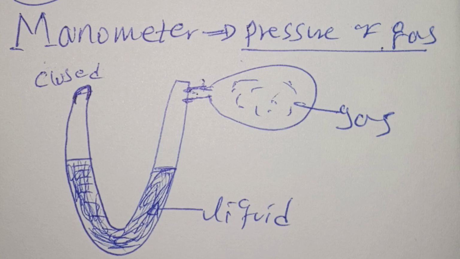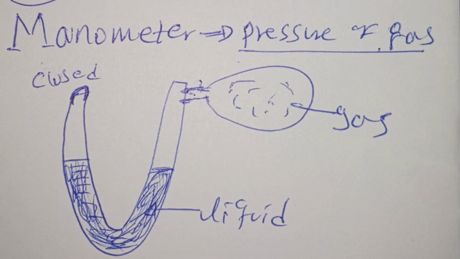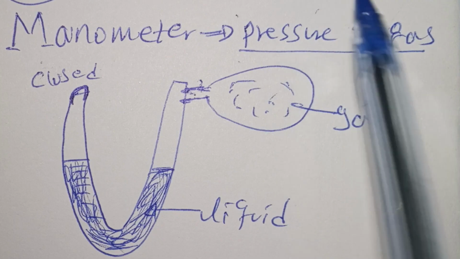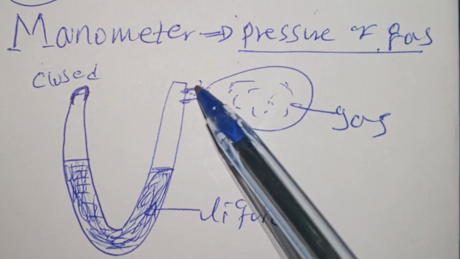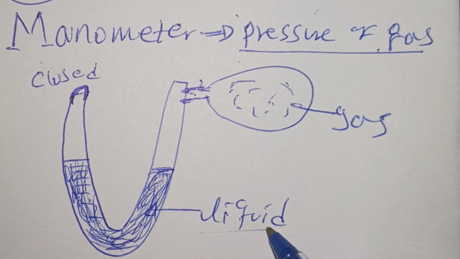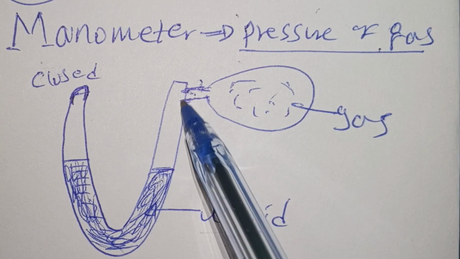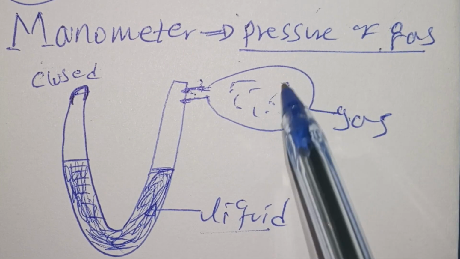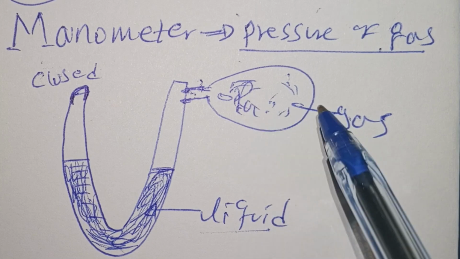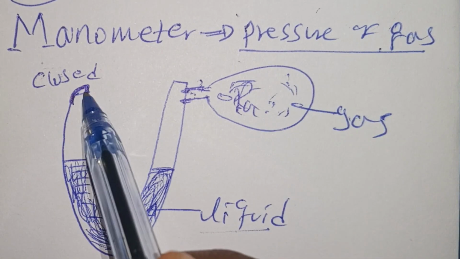This question says, how do we use a manometer to measure pressure of a given gas? So a manometer is a device which helps us to measure the pressure of a gas. It's made up of a U-shaped tube filled with a certain liquid, and one end is connected to the gas whose pressure we are measuring. This is the pressure of the gas, and the other end is either open to the atmosphere or closed.